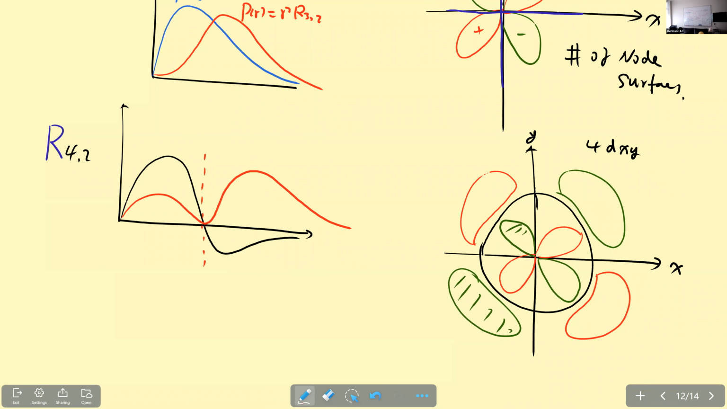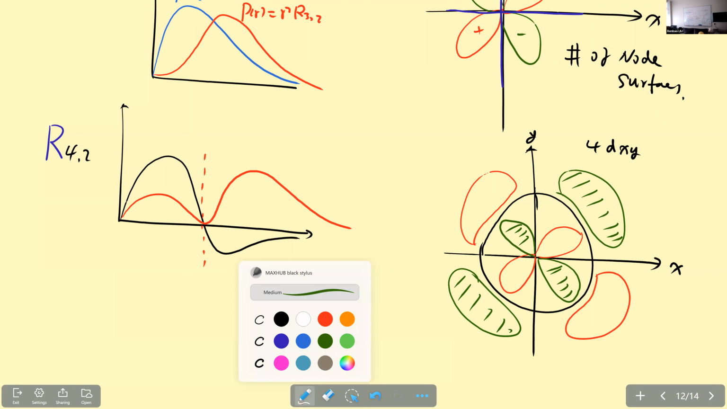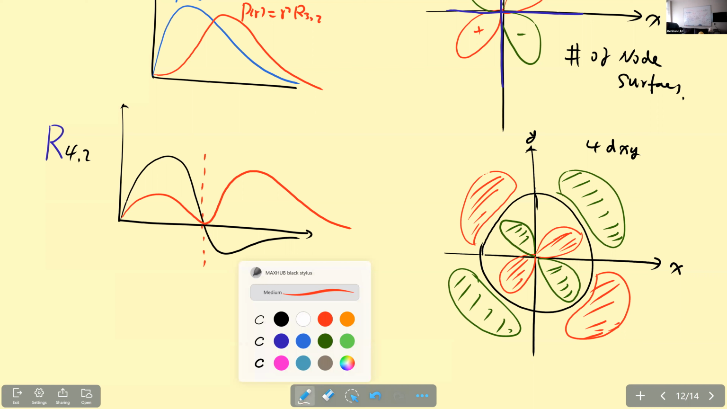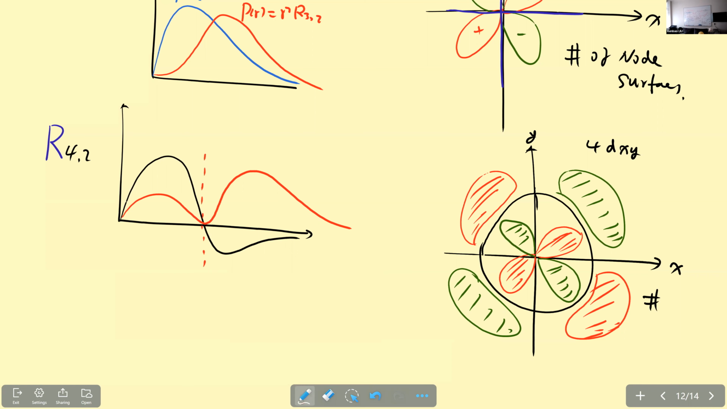Okay, so this will give us a wave function for the 4D states. Right. So you have the number of nodal surfaces. It's 4 minus 1, they equal to 3, right? Okay, so this is one surface. This is one surface. So this is another surface where the wave function is 0.